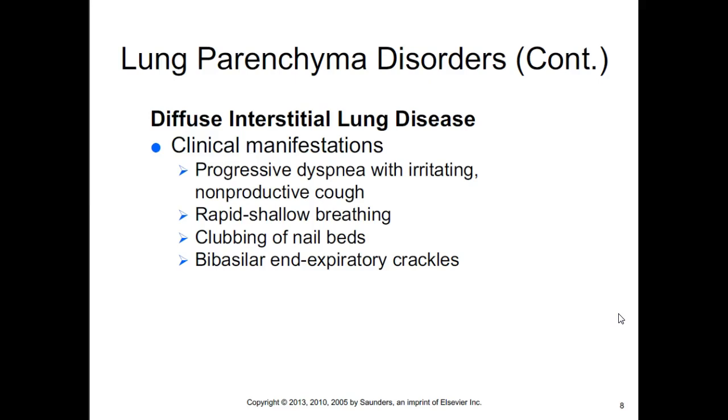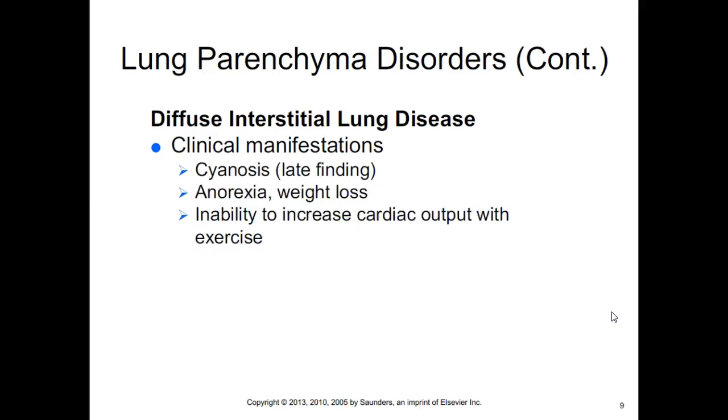So what you're going to see in this diffuse interstitial lung disease are some progressive dyspnea, right, with irritating and non-productive cough, rapid shallow breathing, clubbing of nail beds, and then you're going to hear bibasilar and expiratory crackles. So crackles at the basilar ends of the lung. So cyanosis, also anorexia and weight loss, and then an inability to increase cardiac output with exercise. Some of the more important clinical manifestations.